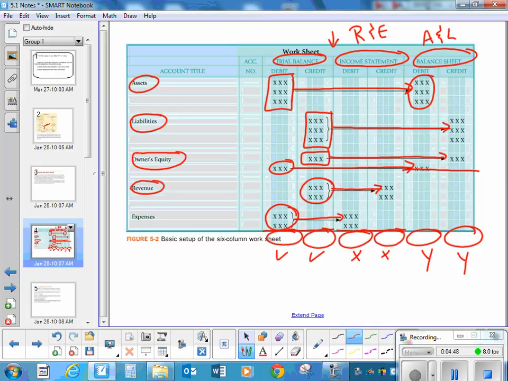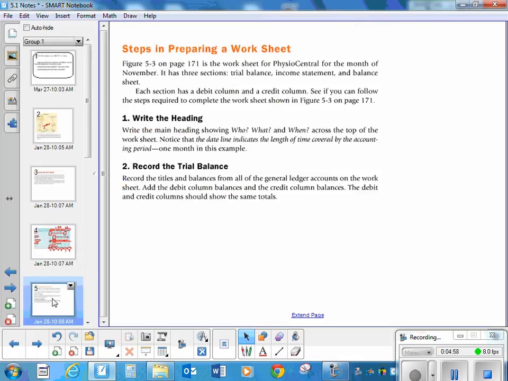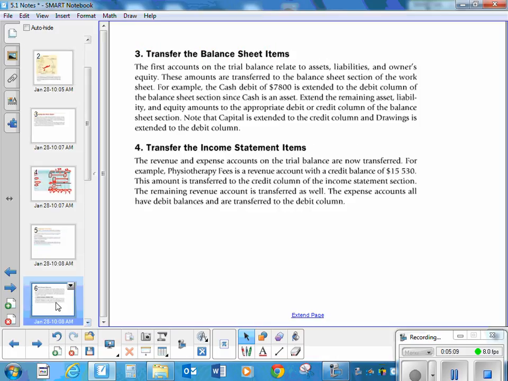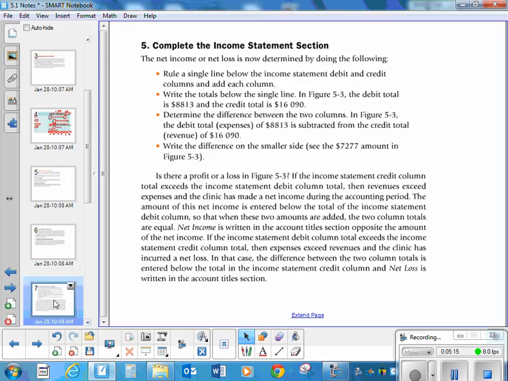If they're equal, it means that your company made no money and didn't lose any money. Okay, so only the trial balance ones will be equal, the rest will not. So we want to make sure we have our heading, the who, what, and when. I've talked about what to do on the trial balance as well. Okay, transferring to balance sheet, transferring to income statement sides, talked about that.